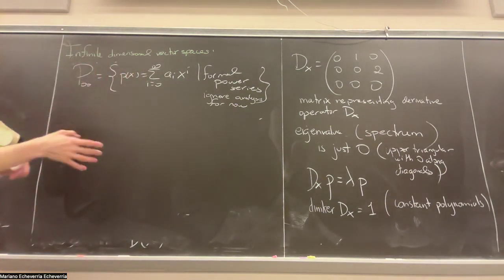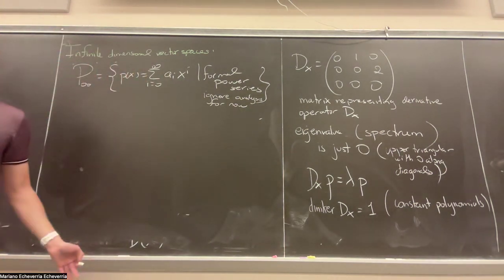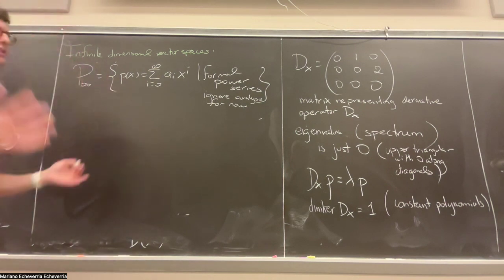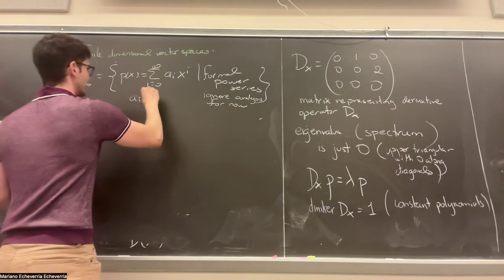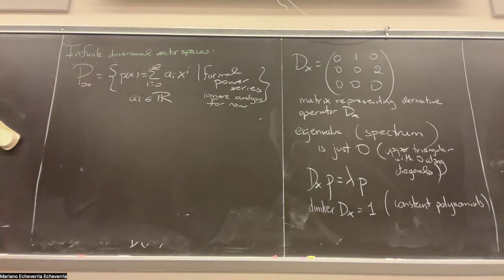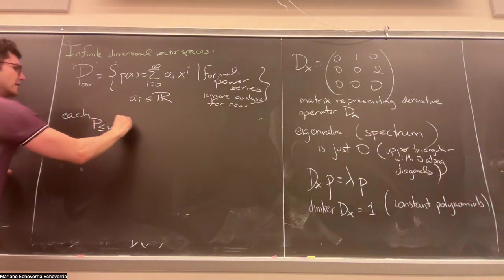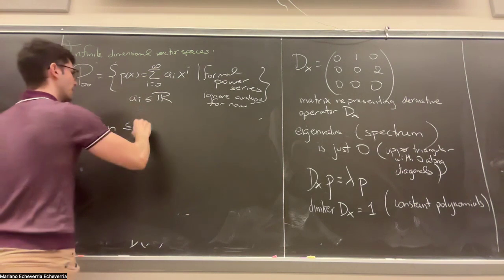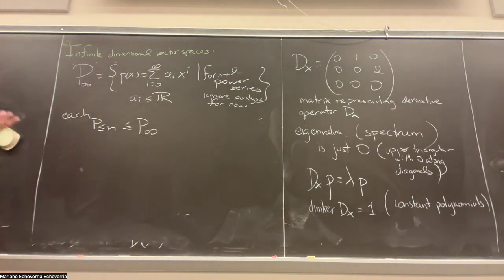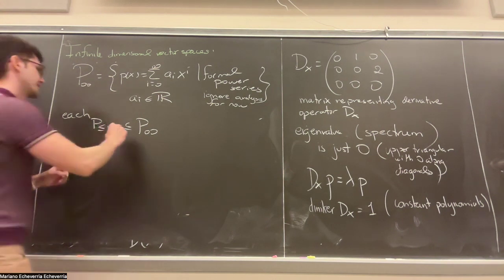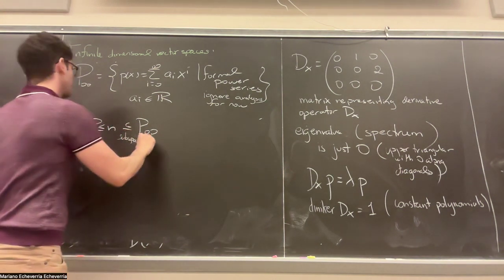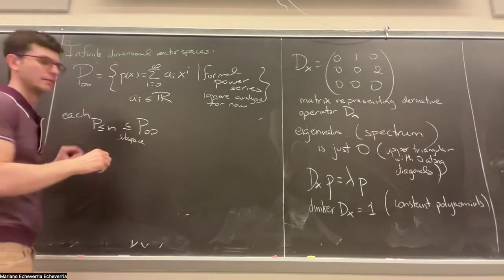That allows you to let the a_i be arbitrary numbers. Otherwise, you would have to have requirements for the series to converge. So here a_i is whatever it wants to be in R, right? And it's reasonable and easy to see that each P of n is a subspace of P of infinity. Any polynomial of degree less than or equal to n is naturally a formal power series. You just take the remaining coefficients to all be zero, right? So as a subspace, right? But we already knew that the dimension of this was n plus one, right?